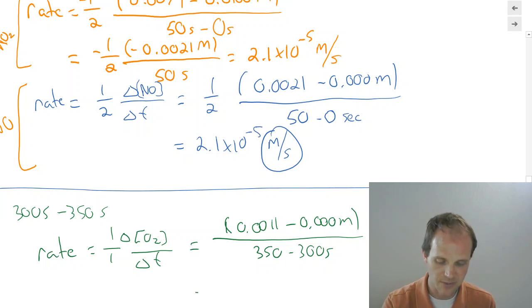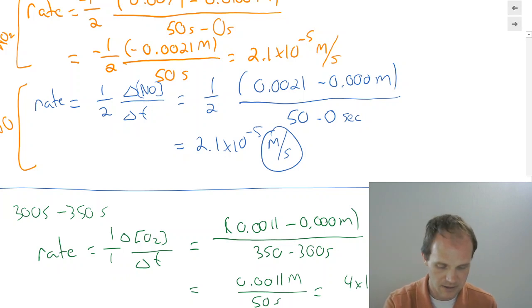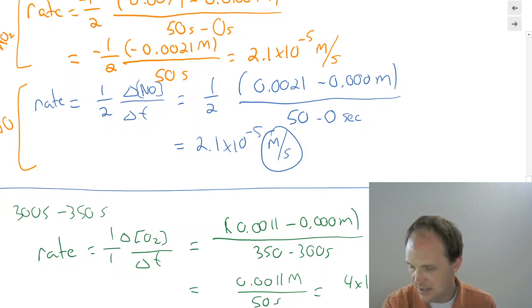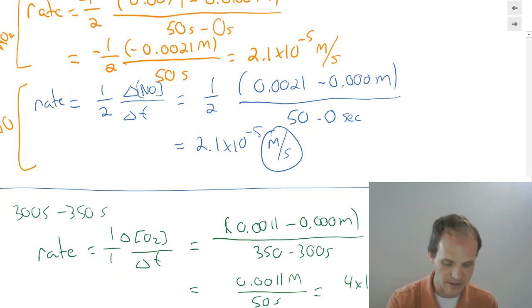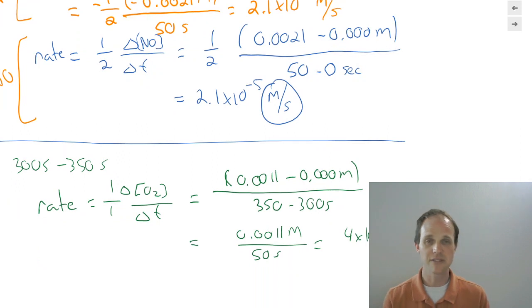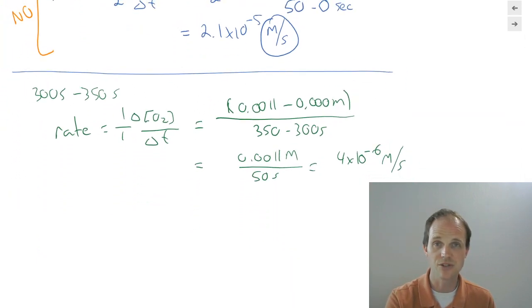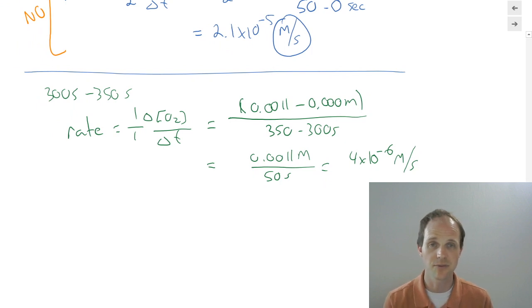And so what you end up with is 0.0011 molar divided by 50 seconds. And you get a number of 4 times 10 to the minus 6 molar per second. Wow, that's a really awful 10 to the minus 6. Let me fix that. 4 times 10 to the minus 6 molar per second, which is smaller than our other rate. Our other rate was 2.1 times 10 to the minus 5th molar per second. Later on, right, that was our initial rate.